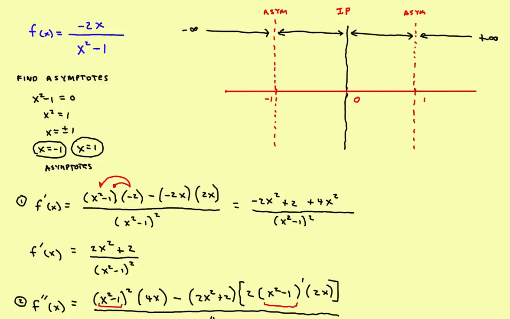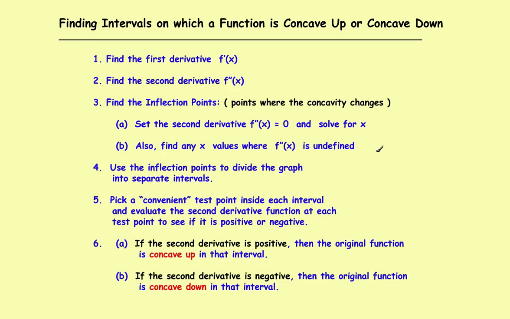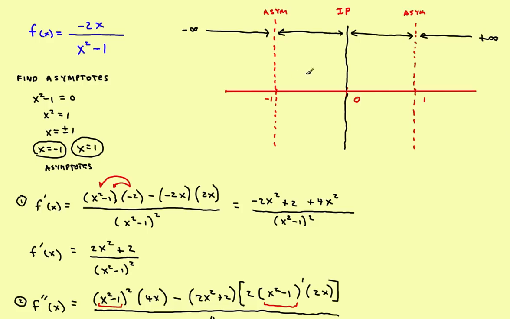So let's look at our rules. So what the rules say, number 5, pick a convenient test point inside each interval and evaluate the second derivative to see if it's positive or negative. And that'll tell you whether the function's concave up or concave down. So let's do that. Now for my test points, again, I'm going to pick something convenient. If I can, I'll pick an integer. So in this interval right here, I'm going to pick -2. That'll be my test point.